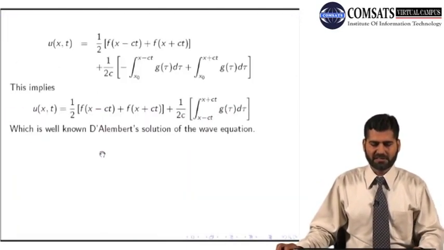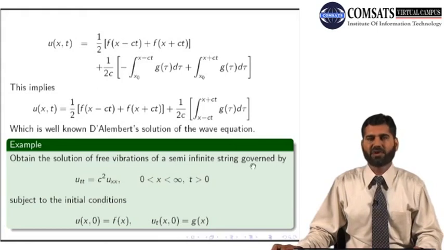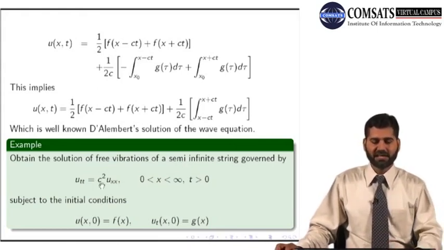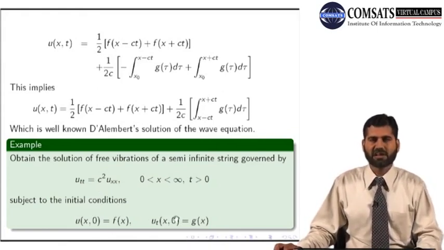So let's solve this equation now. Obtain the solution of the free vibrations of a semi-infinite string. Now it's given semi-infinite string, 0 to infinity. Same wave equation, subject to the same initial conditions, u(x,0) equal to f(x) and u_t(x,0) is equal to g(x).